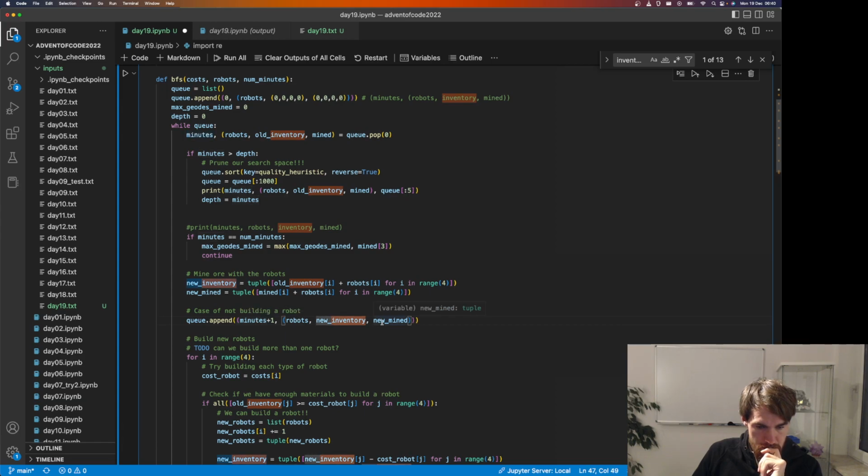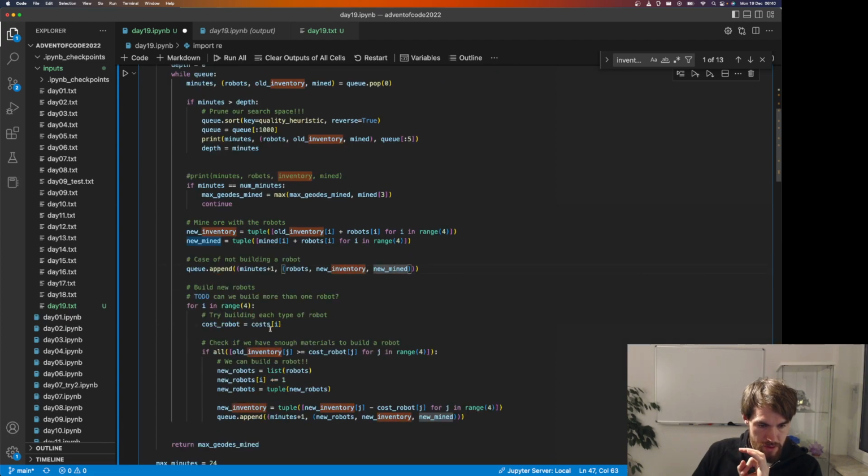Q.append, new inventory, new mind. That's all going well, I think. We have a cost for our robots. If we have enough materials to build the robots, according to the old inventory, then we can build the robots. We copy the robots, add one for this type of robot we want to build. New inventory is the new inventory. Oh.